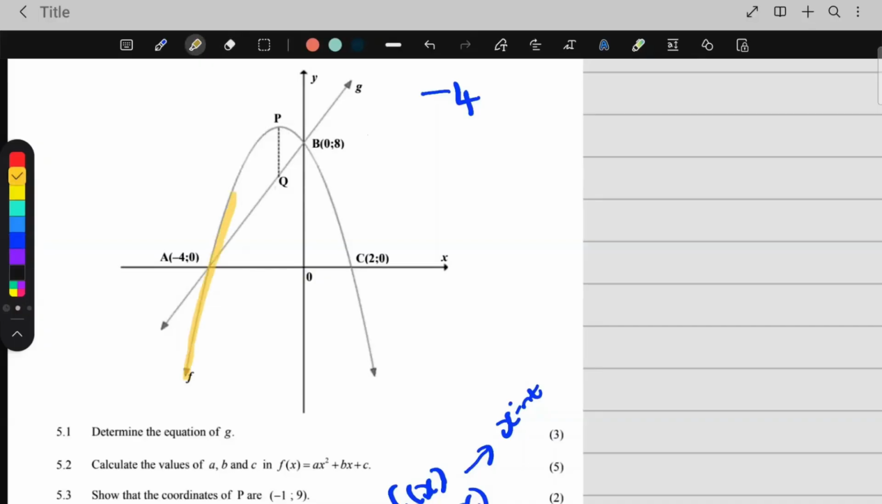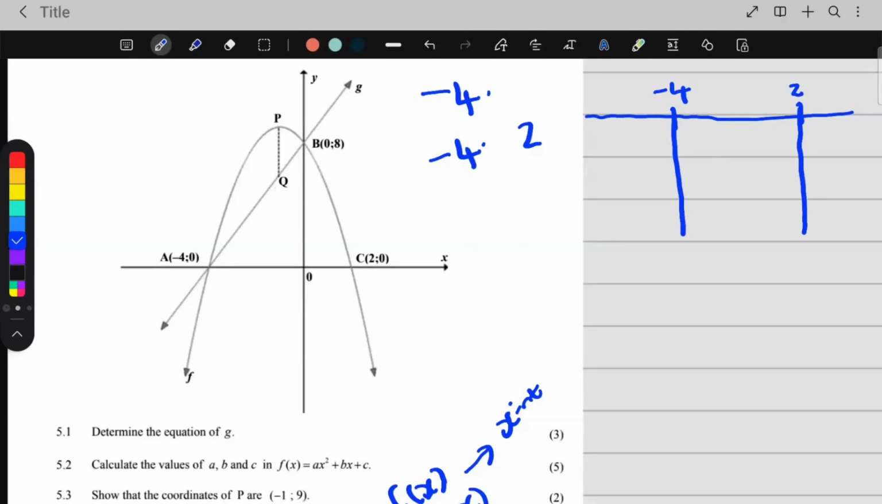For my parabola, I have two x-intercepts. It's this one and that one, so it's negative 4 and 2. If you had a number line like this, there's negative 4 and a 2. I'm going to make a little block, go down like that, and write f of x here and g of x there.